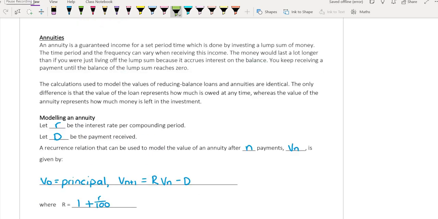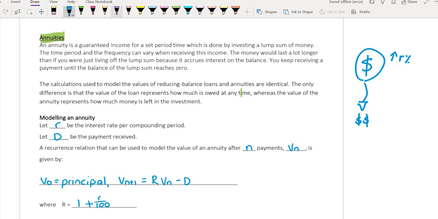And the next thing we're looking at today is annuities. An annuity is when we have a certain amount of money in an investment, or it could be in a bank account, and obviously it's making some interest, some percentage that we're making on top of this lump sum of money, but we're also getting some payments out of it, so we're getting paid.